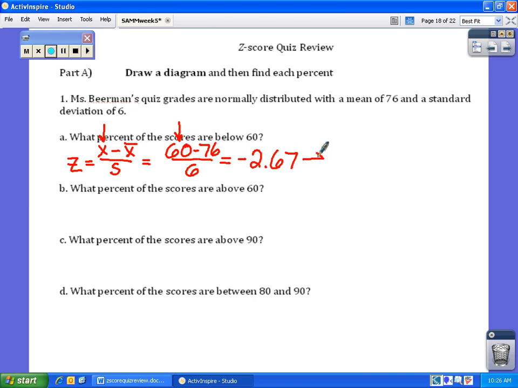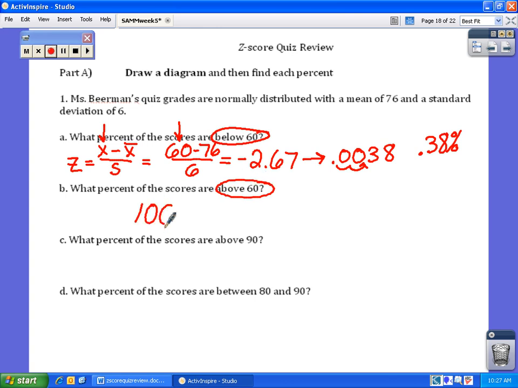On the z-score table, I found that that corresponded with a percent of 0.0038 or 0.38%. Since the z-score table gives us the percent that is below 60, to find the percent that is above 60, I simply subtract the percent that's below from 100, and I'll get the percent that's above.